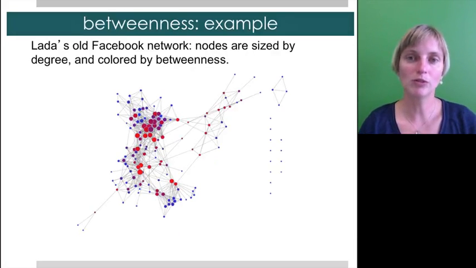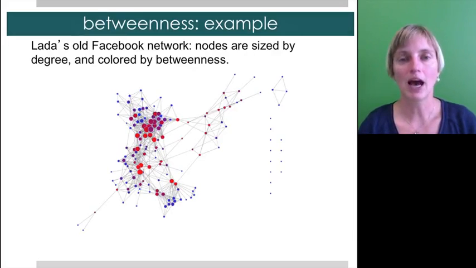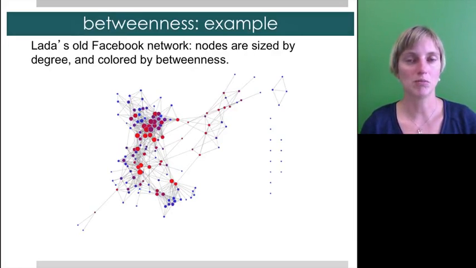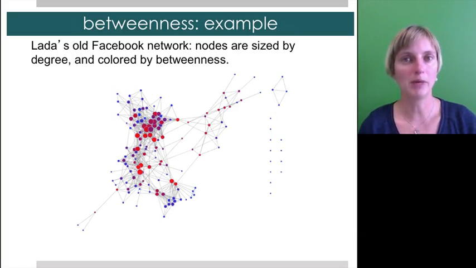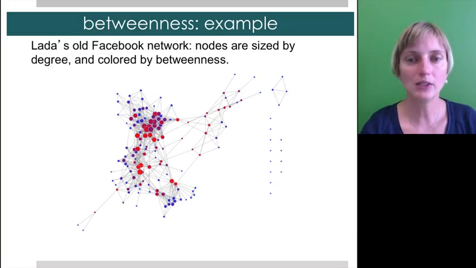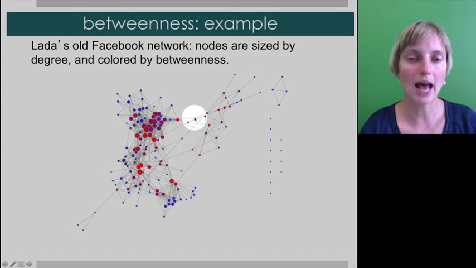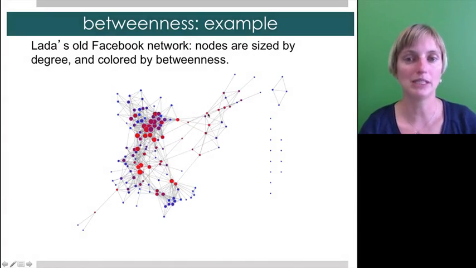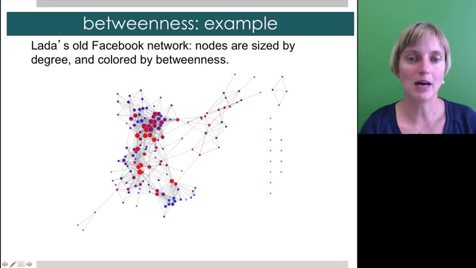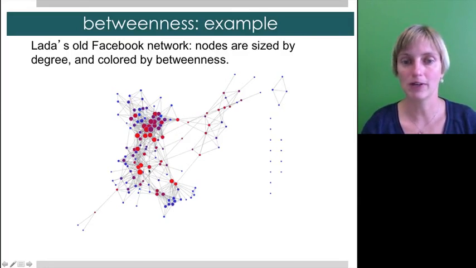Here's an older version of my Facebook network. I've sized the nodes by degree. The larger the size, the higher the degree, and I've colored them by betweenness. The redder the node, the higher the betweenness. And you can see some nodes here that have relatively low degree, but they have high betweenness because they bridge, for example, my undergrad network with my University of Michigan and research network.